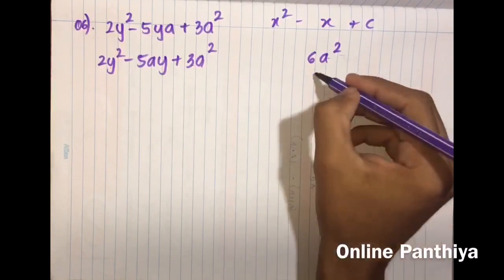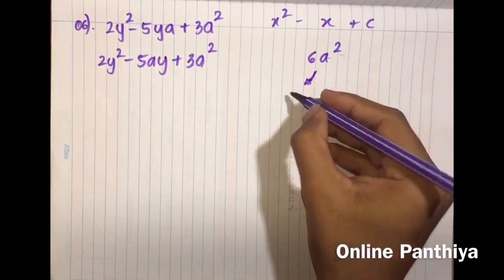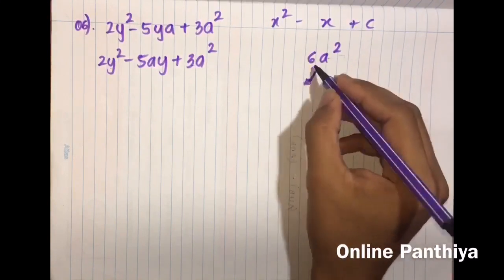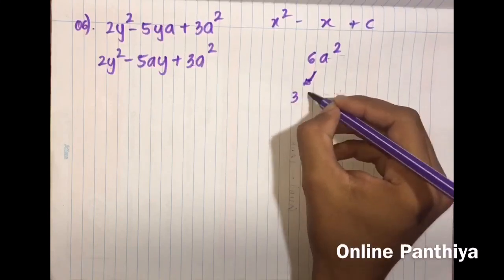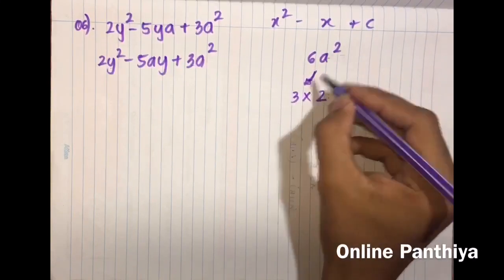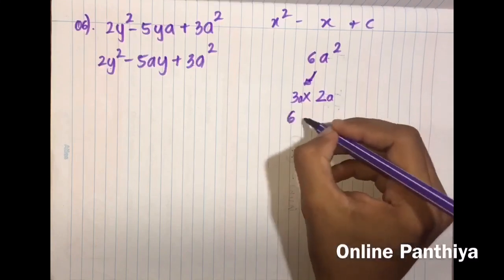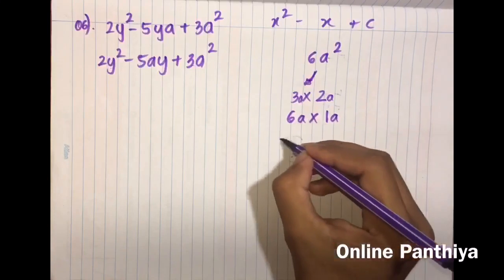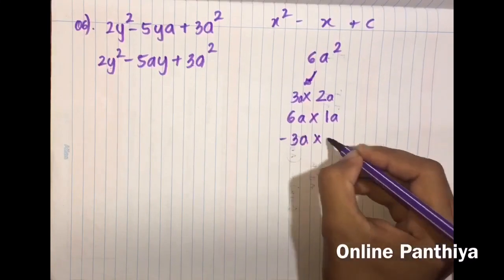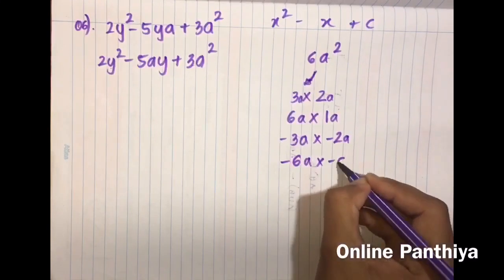Now this is the beginning, I'll write all the factors. What are the ways of getting plus 6a squared? You can write 3 into 2, also, since you have a squared, include a here. Also 6a into 1a. And also you can use both minus, this is minus, even this is minus.